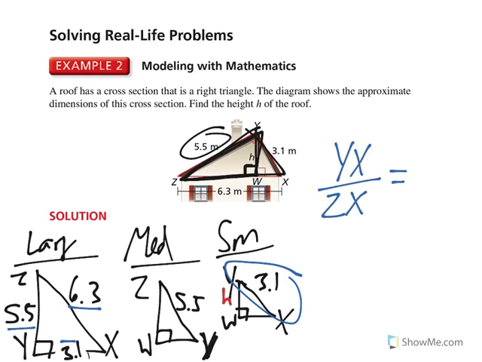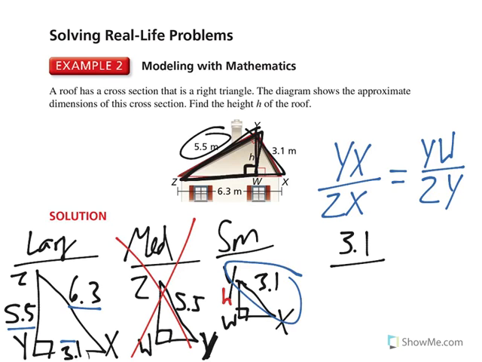And then on my little triangle, I'm looking for YW, and YW is on the long side there, so it would be compared to ZY of my big triangle. Okay, so I really don't even need my medium one right now. So I'm going to plug in these values. So YX, we have 3.1 over ZX, which is 6.3, is equal to YW, which is our H, or height, over ZY, which is our 5.5.